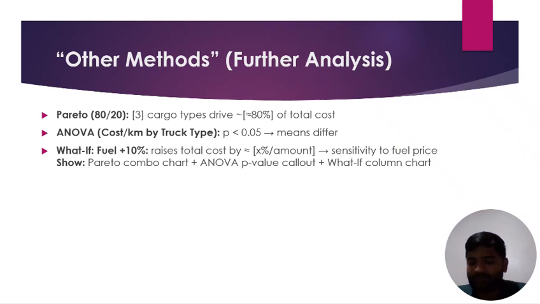A P value less than 0.05 was found in an ANOVA test performed on cost per kilometer by truck type, indicating that there are appreciable variations in the average cost per kilometer across the various truck types. The second one is sensitivity analysis, which was carried out to determine the impact of a 10% increase in fuel price, which would result in an increase in the overall cost by a specific proportion. Next slide.